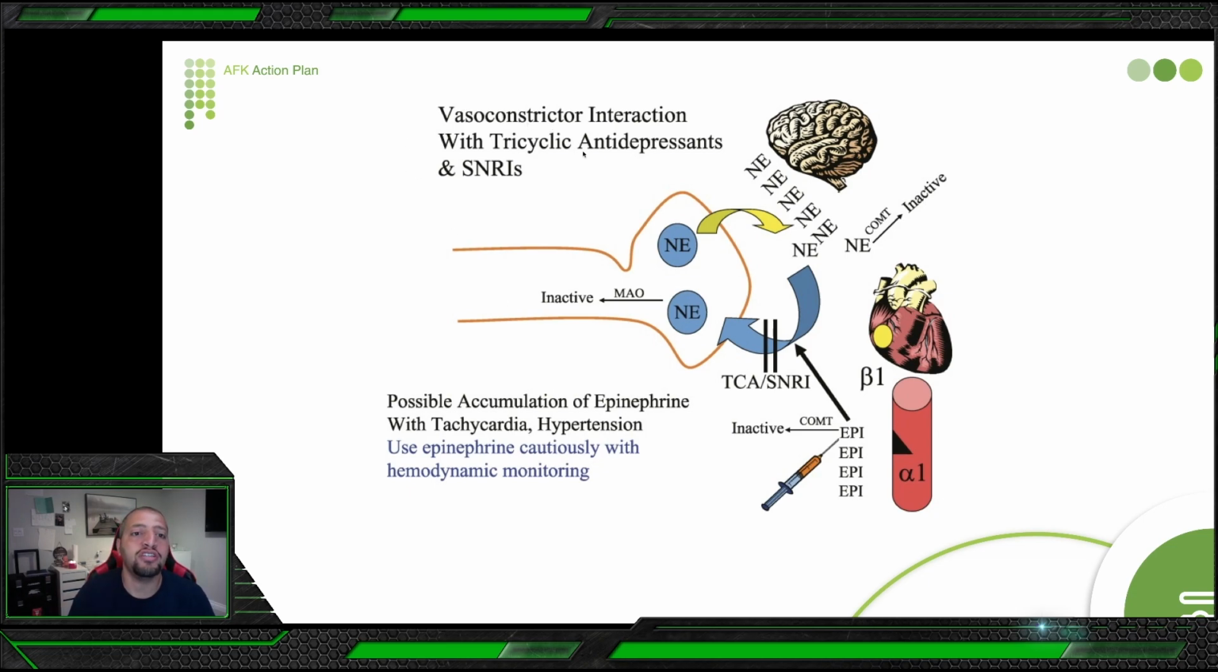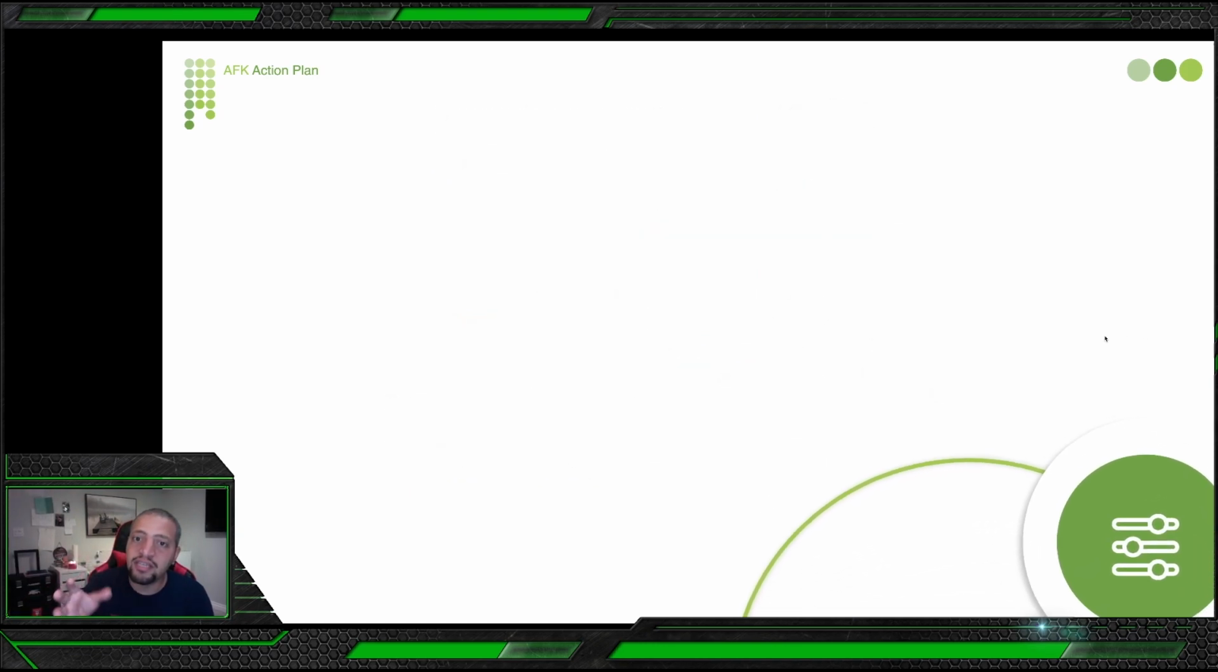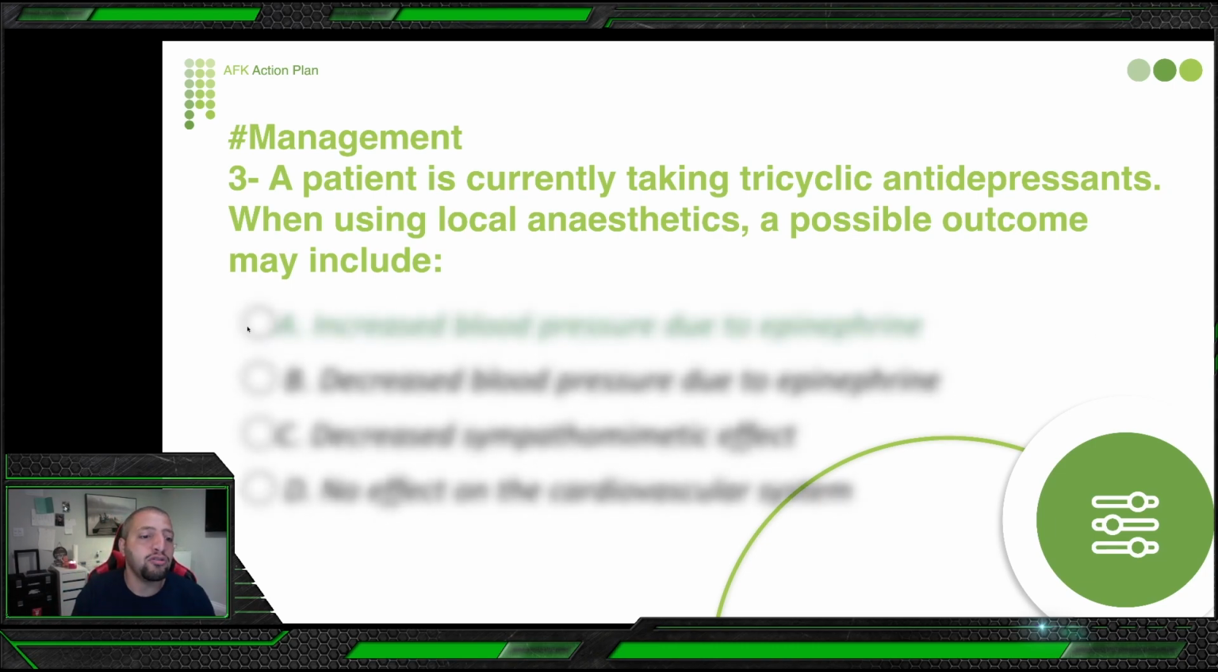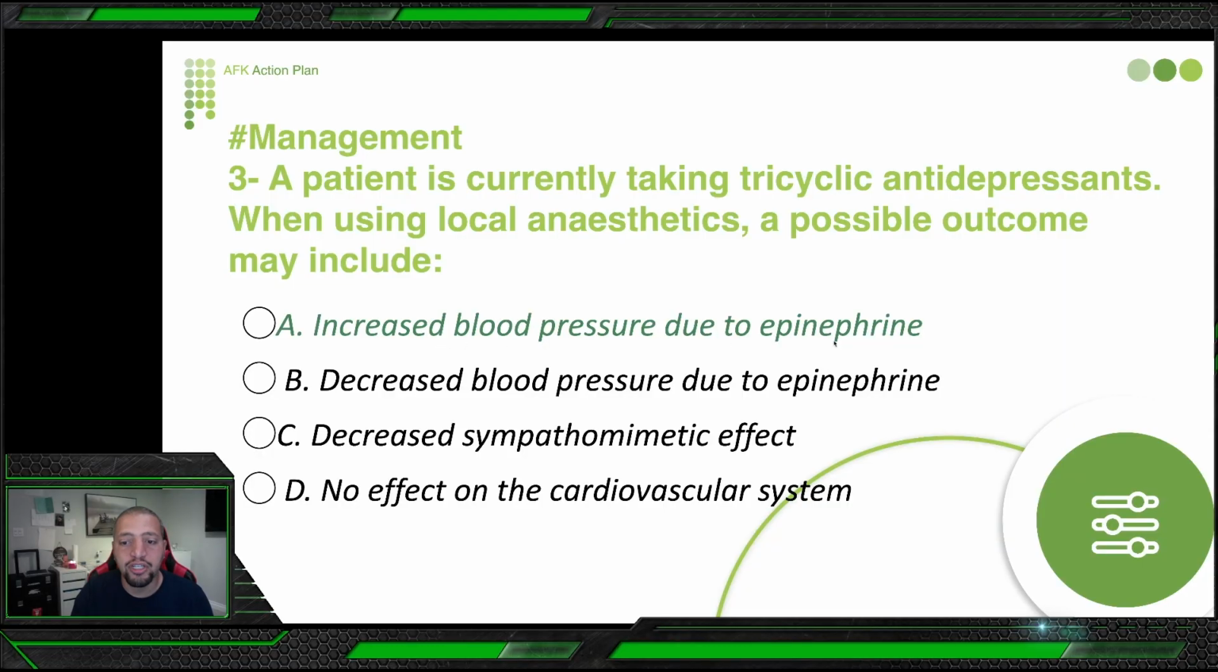So the vasoconstriction interaction with tricyclic antidepressants and SNRIs leads to the same outcome in the same family. But as we said, amitriptyline and the TCAs are the most likely to have a drug interaction, and this drug interaction is very serious. As we go down, it leads to less, because as we mentioned in this picture, it has more selectivity in blocking the receptors. So the possible outcome would be increased blood pressure due to epinephrine. I hope this was clear for you.